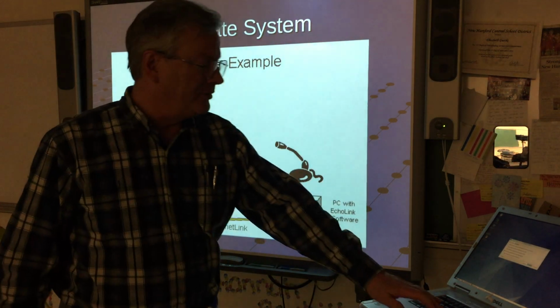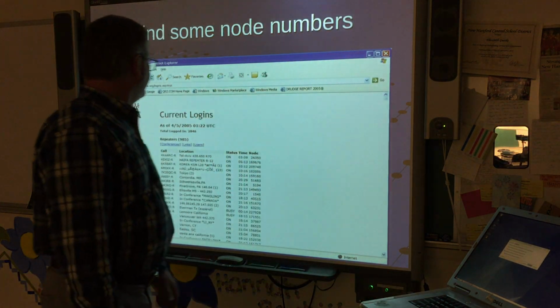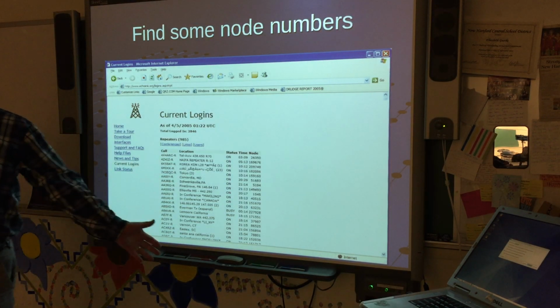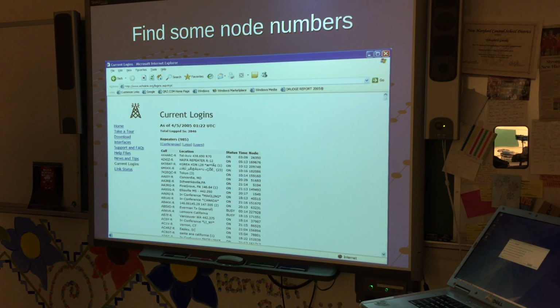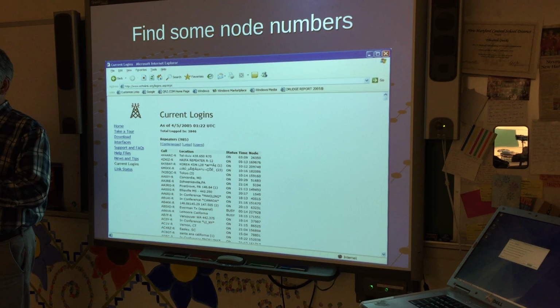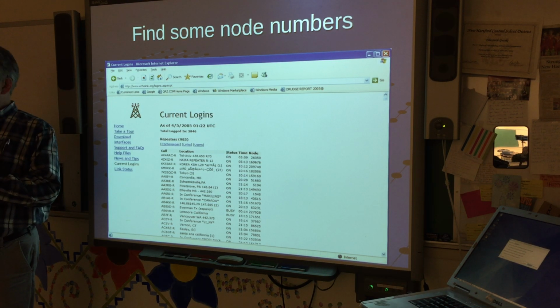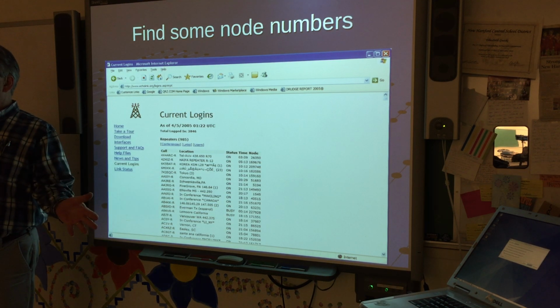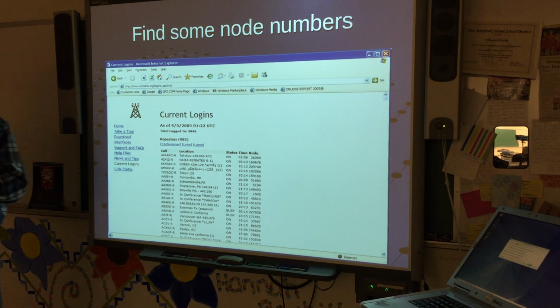Okay, that's the slide we already talked about. Now, you might say, who can I talk to on Echolink? Good question. Glad you asked. If you go on the Echolink website and go to current logins, it will show you all of the nodes all over the world that are on and connected to the Echolink system that are available to you to talk to.